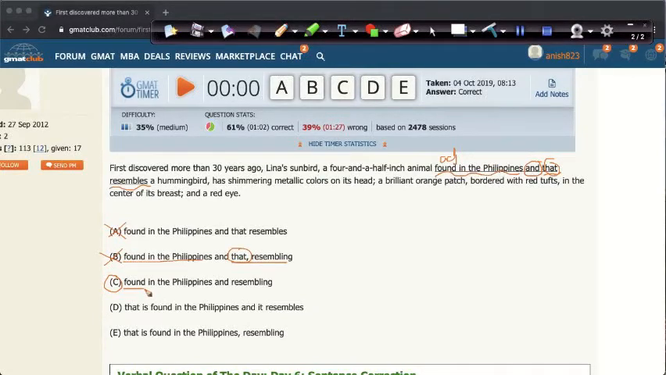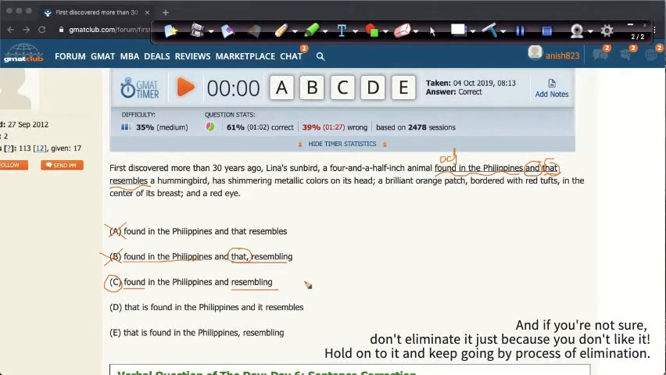Option C says found in the Philippines and resembling a hummingbird. This one you might skip past in the first read through because you might be thinking resembling, is that parallel to found? And that would be a reasonable doubt to have. These ing words are sometimes nouns, sometimes verbs, sometimes adjectives. Makes our life kind of difficult. But in this case, found, we said before, is an adjective, and resembling is also an adjective. So this is perfectly parallel, perfectly correct.